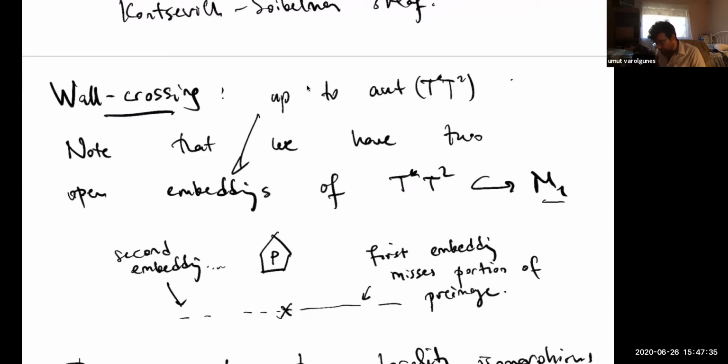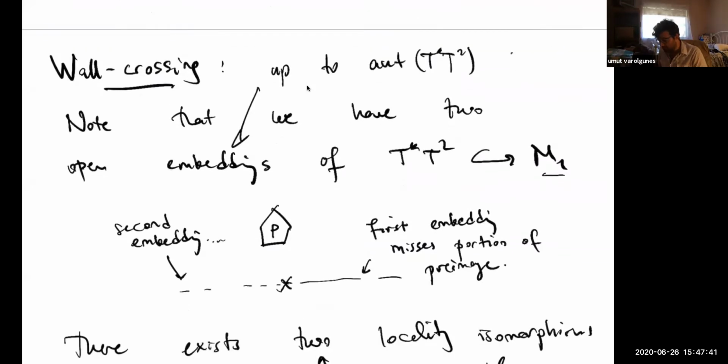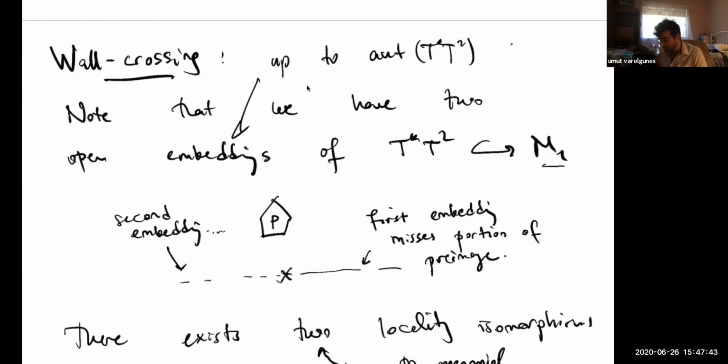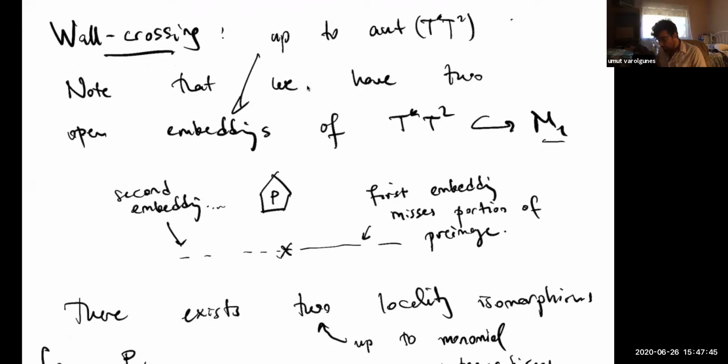So I want to just say a little bit about how wall crossing comes up in this framework, and I want to explain that in the local model with one singularities. As I tried to explain, inside this M1, there are two symplectic embeddings of T star T2. One misses a portion of this eigenray, and another one misses a portion of this eigenray on the left.